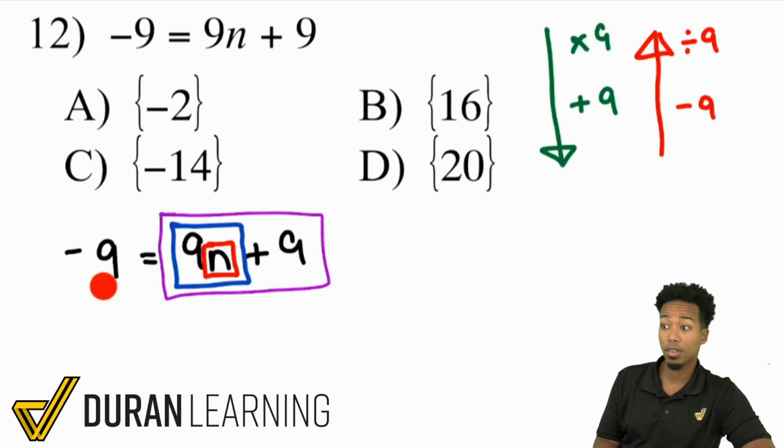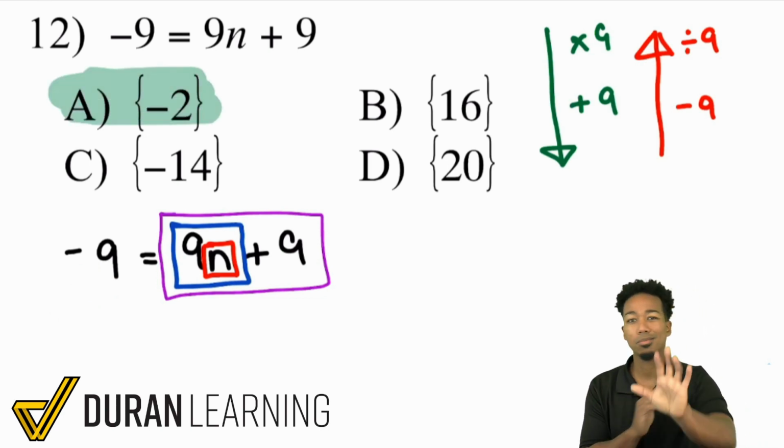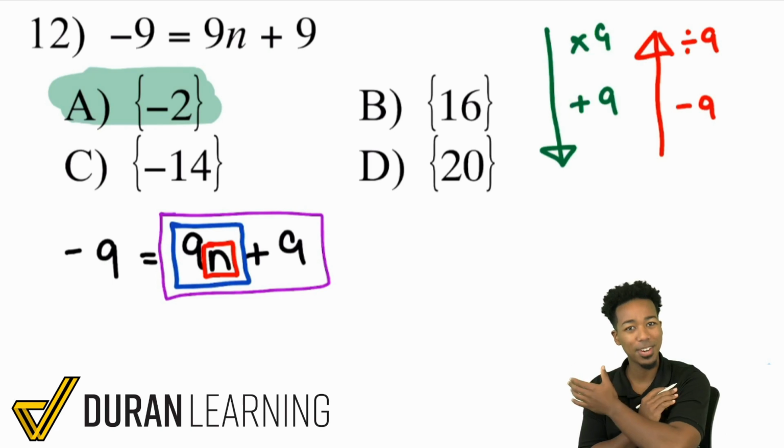So -18 divided by 9, that's -2. So the answer should be A. Again, that was mentally, but if you're not there yet, don't worry. Let me go ahead and walk you through.